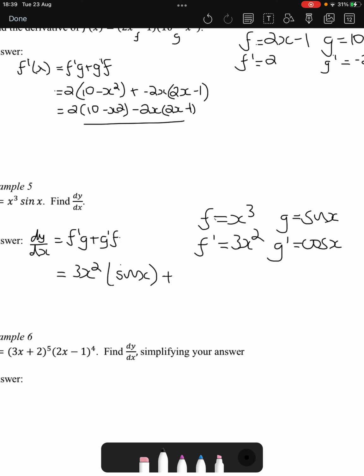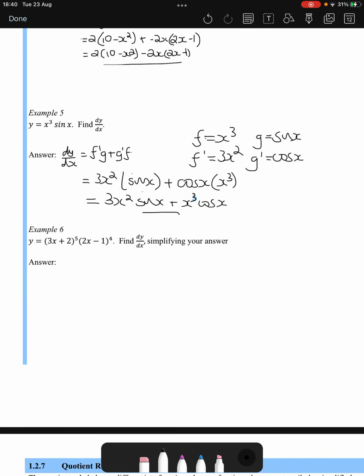G dashed is cos x, and F was x cubed. But it's a bit messy, so I'm just going to leave it. 3x squared sine x plus x cubed cos x. There we go.